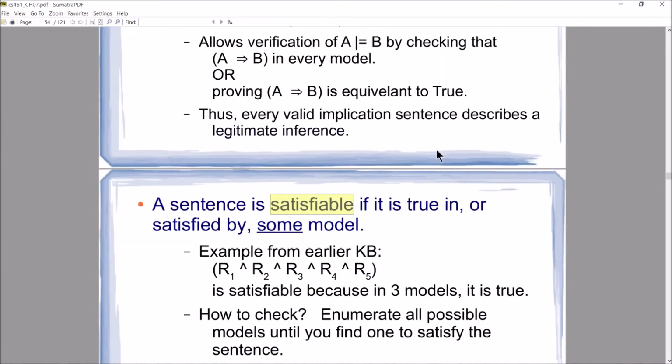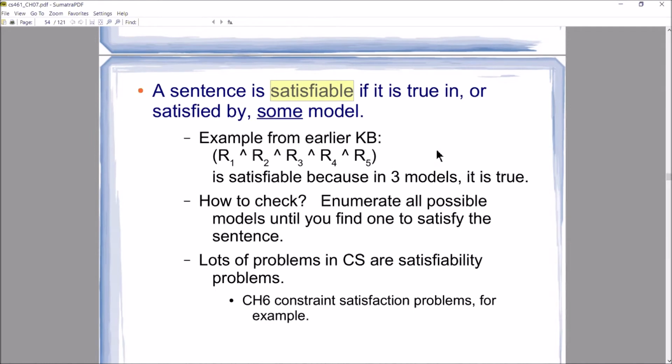Okay, got another definition for you. A sentence is satisfiable if it is true in some model. So you think about that truth table, right? If in one of those rows you have a sentence and it's true, then you can say that that sentence is satisfiable.